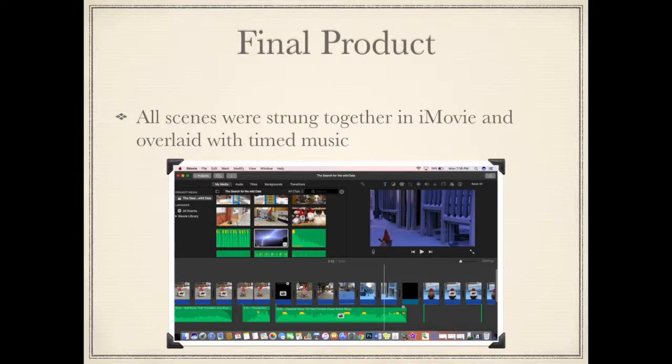And then when I put my film together, I used iMovie and I put all the scenes in the order I wanted. And then I got my music and I timed my scenes to different good transition points built within the music already. And that's how I ended up coming up with my final project.